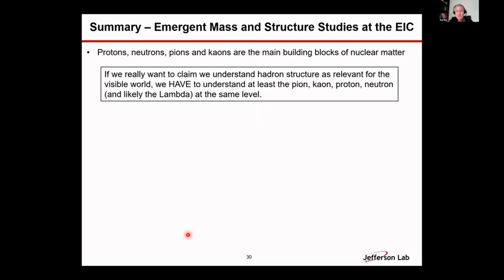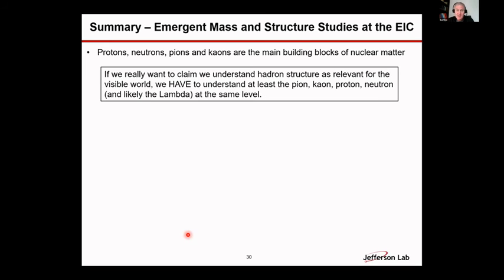So in summary, we have to realize that protons, neutrons, pions, and kaons are the main building blocks of nuclear matter. If we truly want to claim we understand hadron structure as relevant for the visible world, we have to understand at least the pion, kaon, proton, neutron, and likely lambda at the same level. We can say the pion and kaon are Goldstone bosons, they're different, but in reality, we still want to understand why they came with a certain mass, why they came with a certain radius, why they came with a certain quark gluon structure. Same as for the proton. In that sense, they're not different.